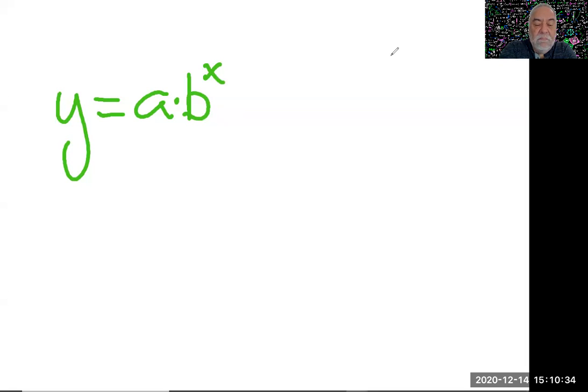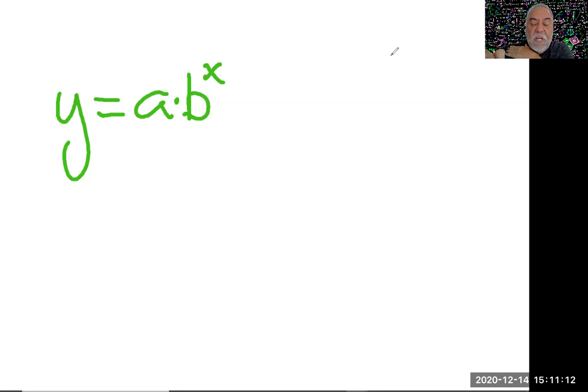So a is a starting value. So if you're given a real world problem, they say, you start at 10,000 units of bacteria or something like that, a is the starting value. It also happens to be the y-intercept. So that's very important. If you understand that a is the starting value and the y-intercept, that makes this whole thing a lot easier. b is the multiplier, or the growth or decay rate. And x is the input variable, and obviously y is the output variable.